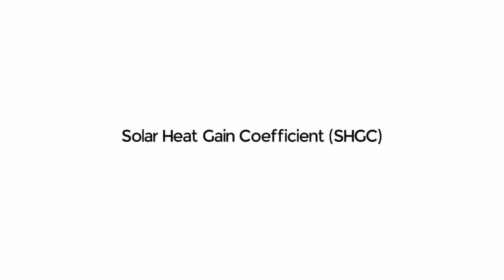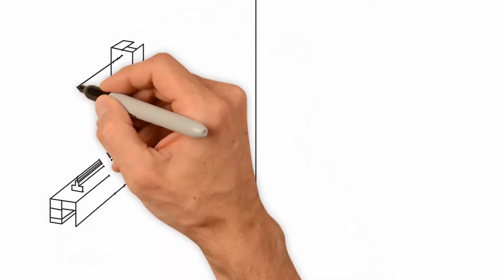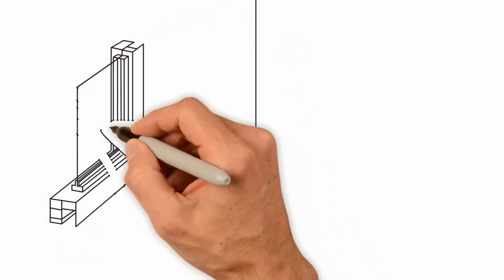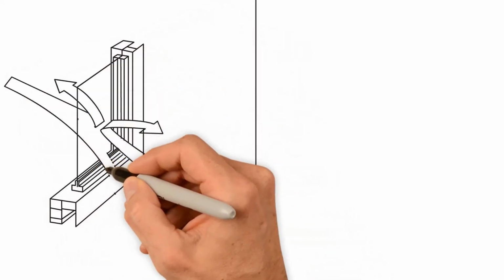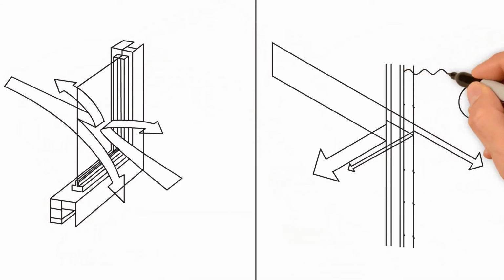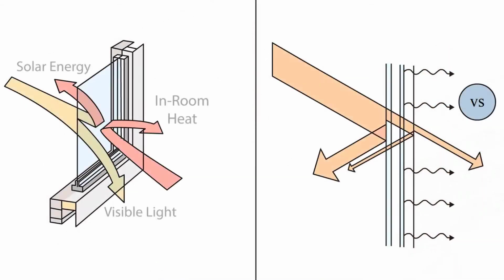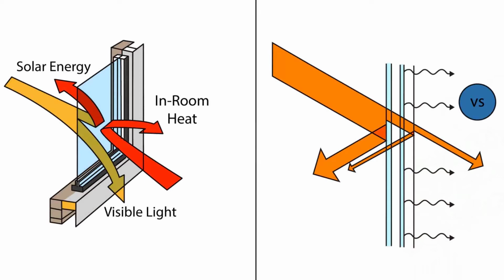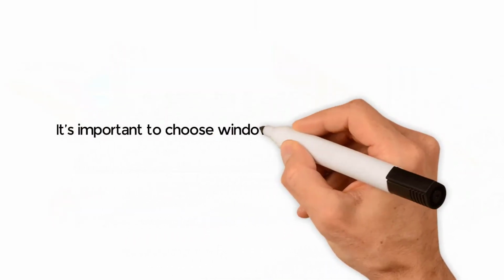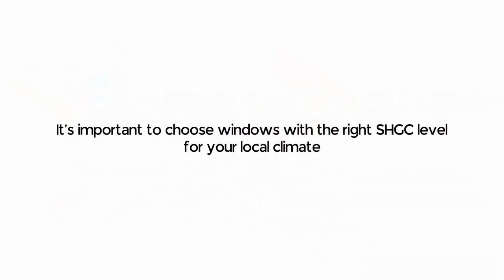Solar Heat Gain Coefficient (SHGC). SHGC measures the solar radiation that filters through your window. Lower SHGC levels indicate lower solar heat transmission and more shade inside, while the opposite is true for high SHGC levels. It's important to choose windows with the right SHGC level for your local climate.